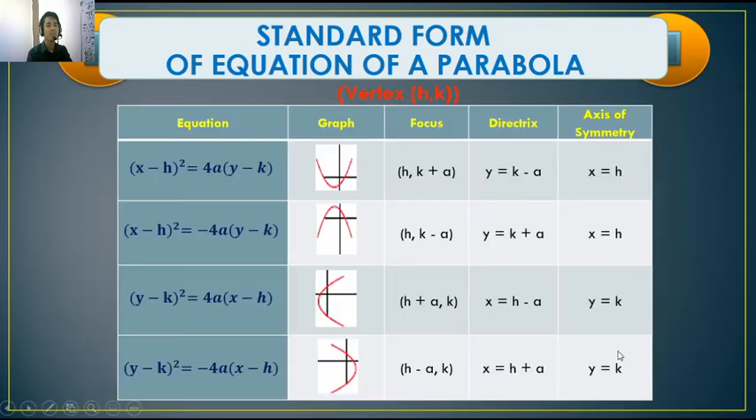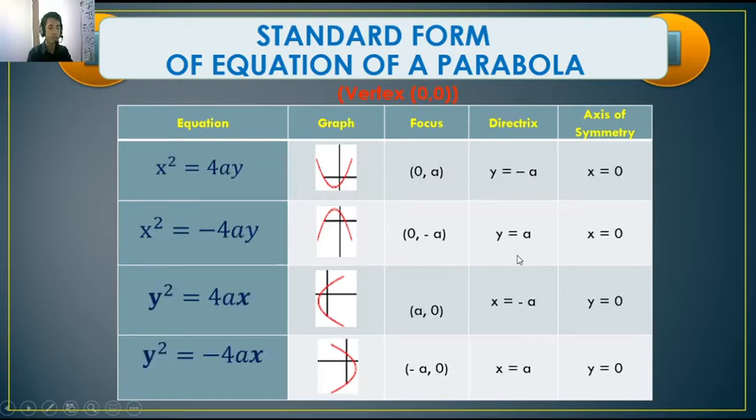Okay? Now, this is the summary of the standard form equation of a parabola where our vertex is at (h, k). So this is the equation, the graph, the focus, the directrix, and the axis of symmetry. Okay?